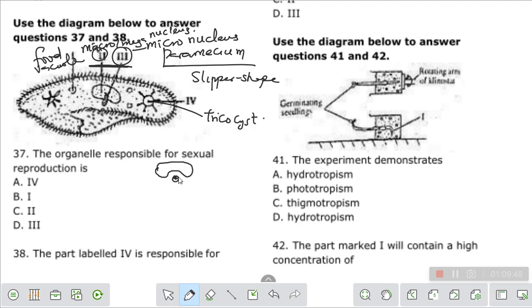The part labeled 4, I told you it is the trichocyst. Now, what's the function of this trichocyst? That's what they're asking us. The part labeled 4 is responsible for what? A. Respiration. B. Injection. C. Locomotion. D. Osmoregulation. So what is the function of the trichocyst?